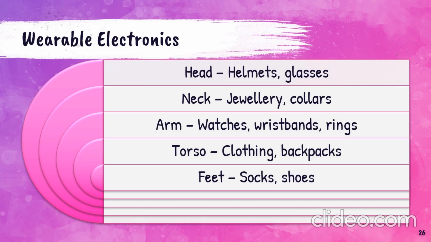Apart from the sensors, we have some wearable devices also. Current wearable devices are: on the head we have helmets and glasses, on the neck we have jewelry and collars, on the arm we have watches, wristbands, rings, and clothing, backpacks, shoes, and socks. All these are the wearable and IoT based devices which are currently used.